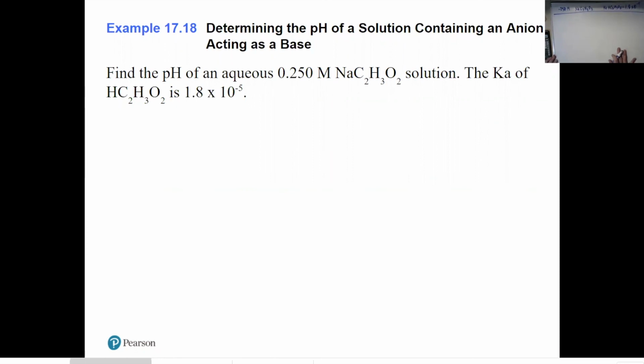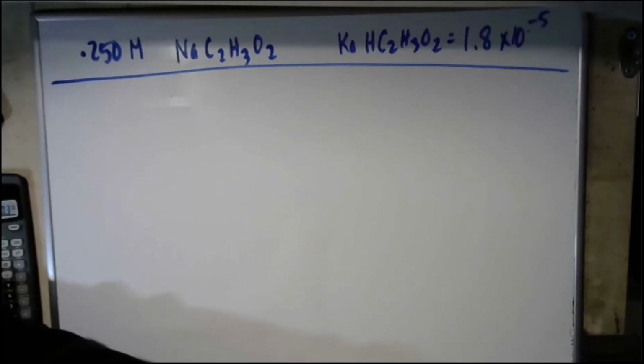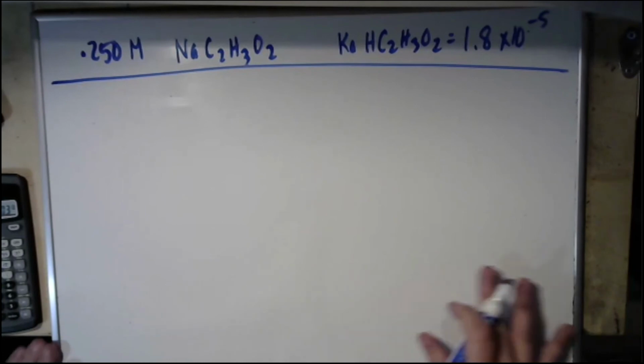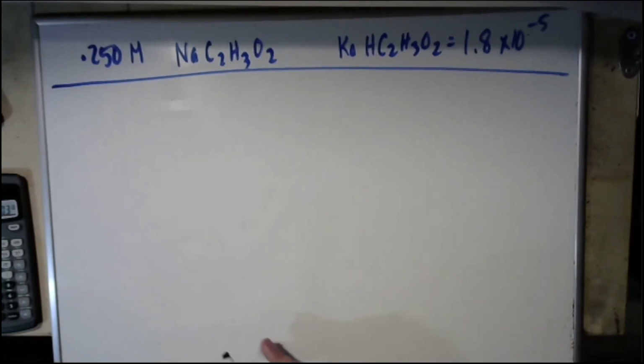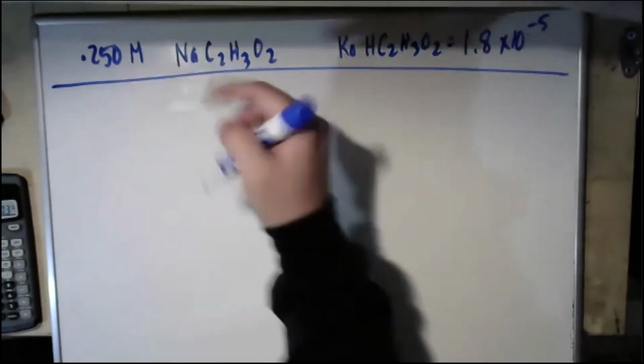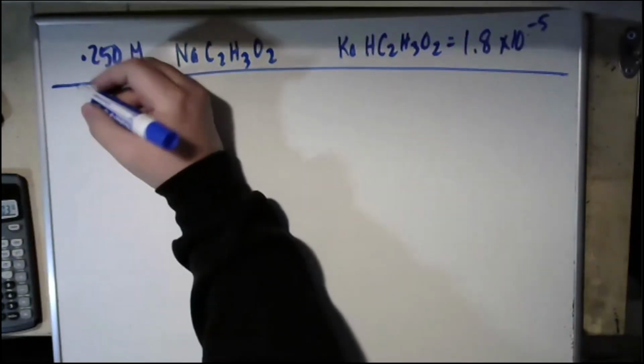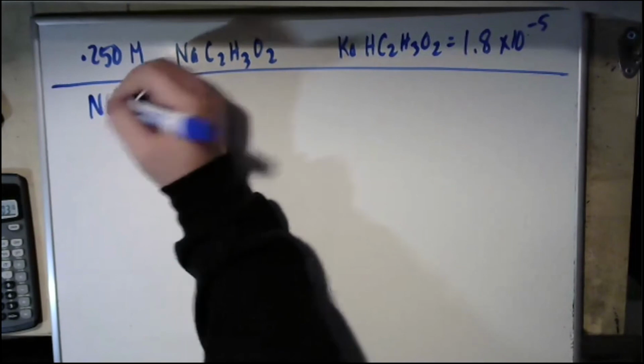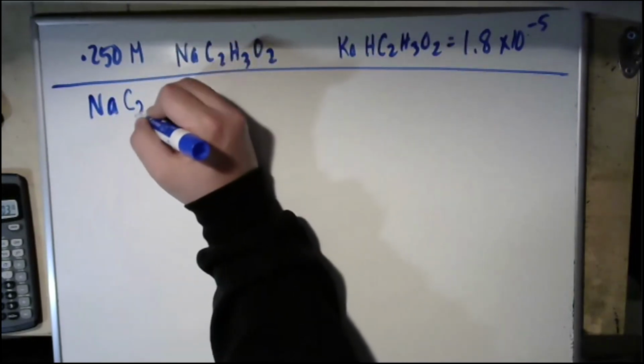You're constantly going to be given Ka values when you need a Kb value, so just be on the lookout. The best way to figure out for yourself whether you need a Ka value or a Kb value is to write out that reaction with water that we were talking about. But for starters, we're going to look at the sodium acetate and see how it separates in solution.